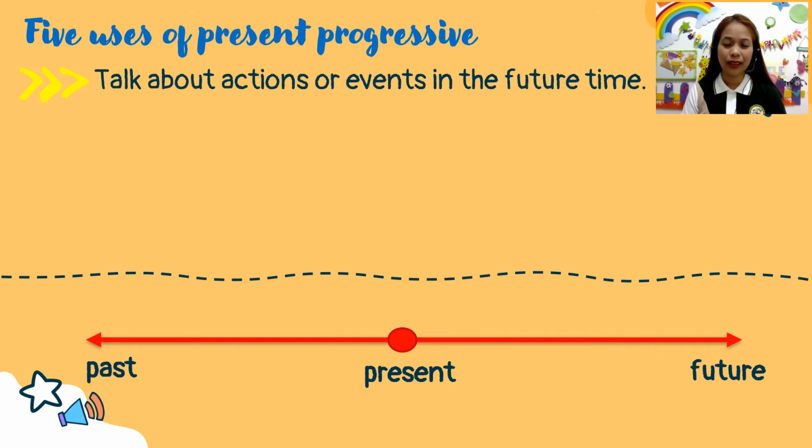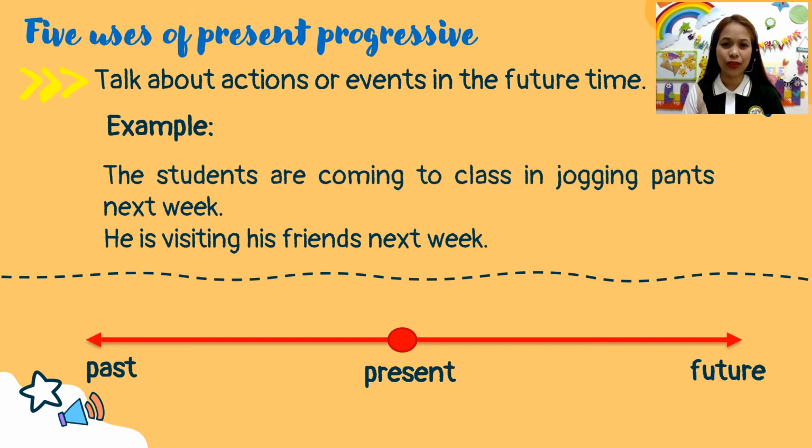Next one, to talk about actions or events in the future time. For example, the students are coming to class in jogging pants next week. He is visiting his friends next week. Are coming and is visiting are both in progressive tenses. The expression next week is used to indicate the time, meaning that the action is happening in the future time.